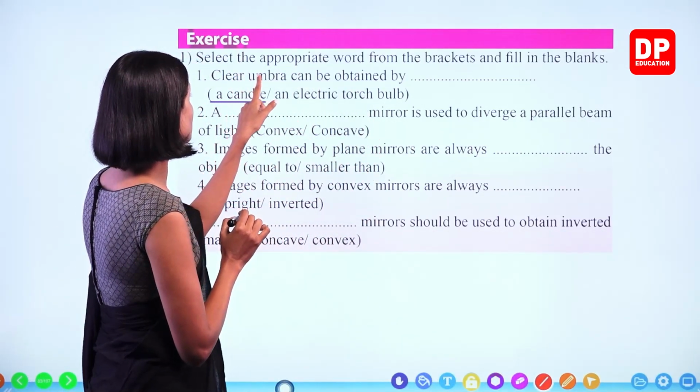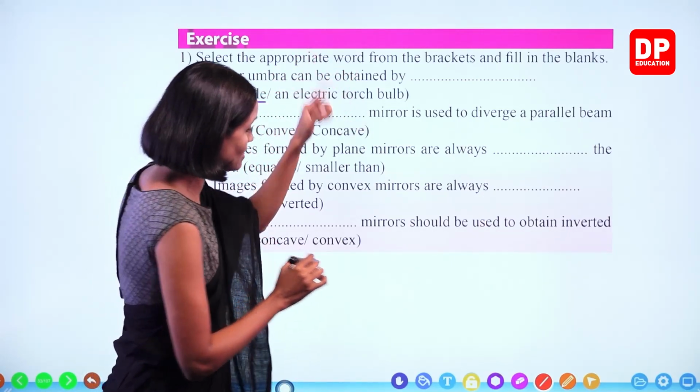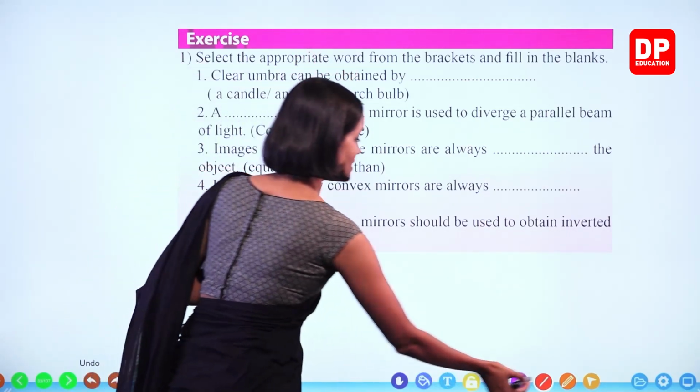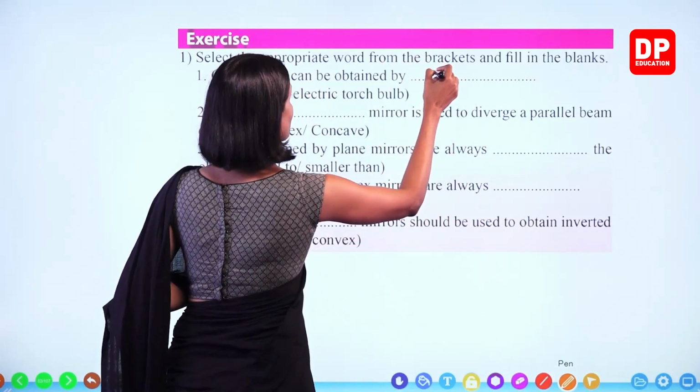Right? We have to write the appropriate word from the brackets and fill in the blanks. So we will write the answer. A candle.